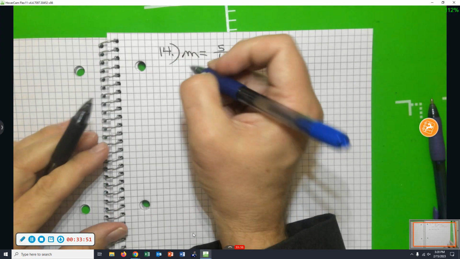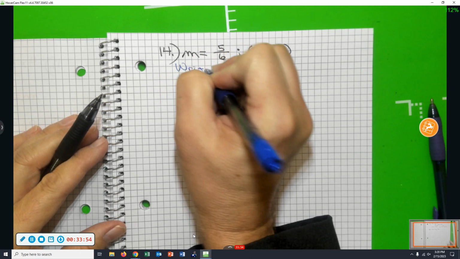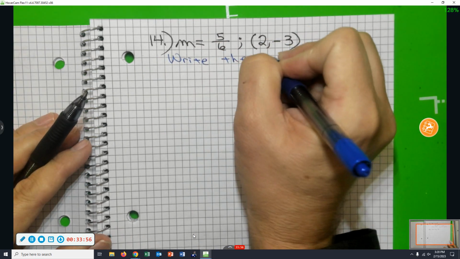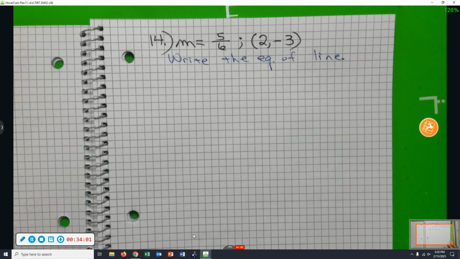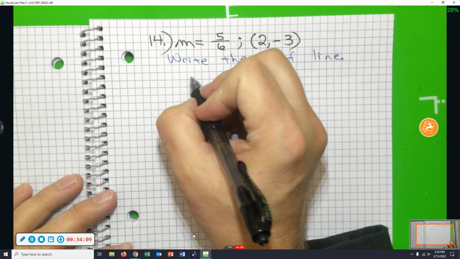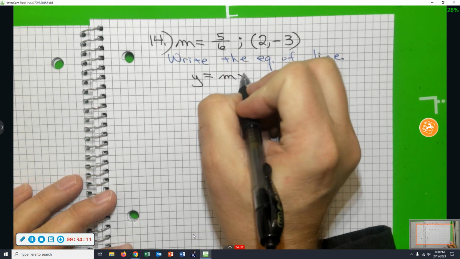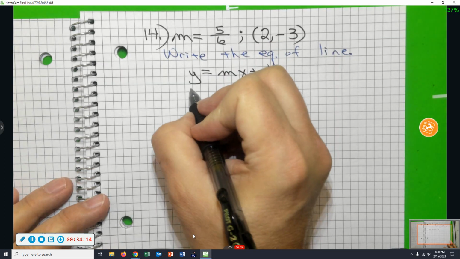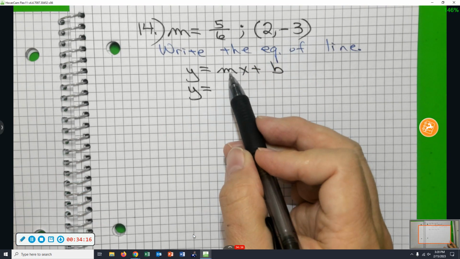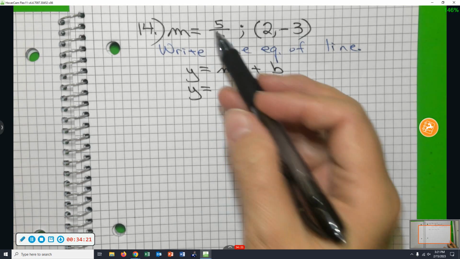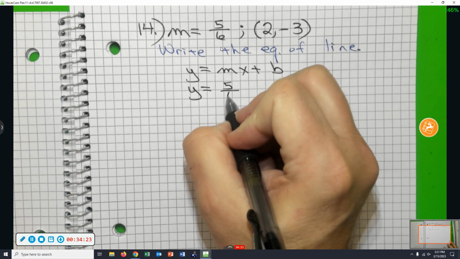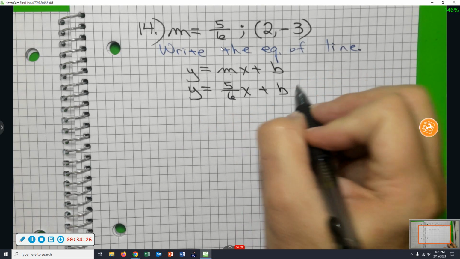So write the equation of the line. They want us to write the equation of the line. We know the slope-intercept form of a line: y equals mx plus b. And we know what m is going to be: 5/6. They gave us that. y equals 5/6 x plus b.